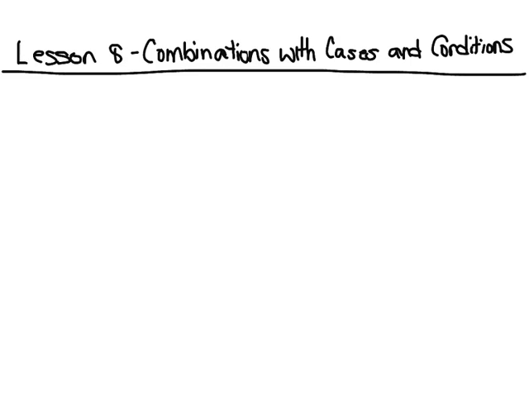Lesson 8, Combinations with Cases and Conditions. So a restaurant serves 10 flavors of ice cream. You order a large sundae with 3 scoops of ice cream. How many different combinations can you choose from if you want each scoop to be a different flavor?